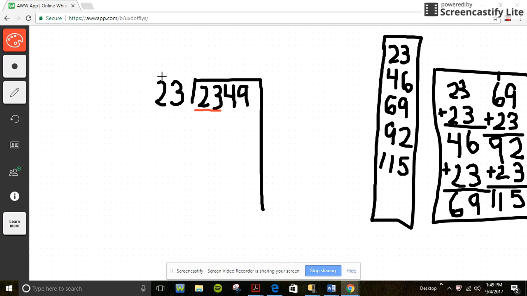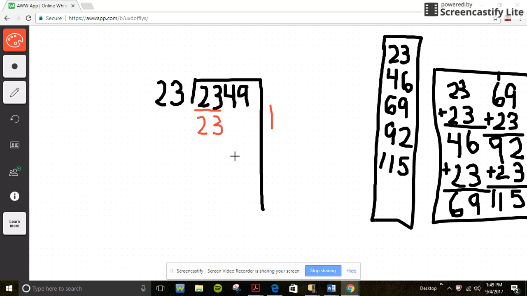How many times does 23 go into 23? Well, I look over here and I see that it goes in 1 time. So over here on the side, I write my 1. I fill in my 23 right underneath the line that I used. And then I have 2 holes here.